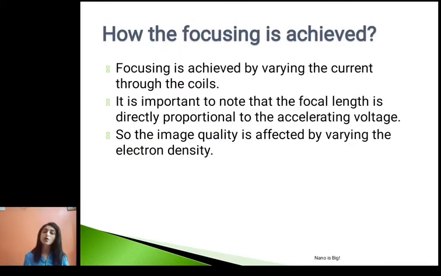How is the focusing achieved? Here focusing is achieved by varying the current through the coils. It is important to note that the focal length is directly proportional to the accelerating voltage. So the image quality is affected by varying the electron density.